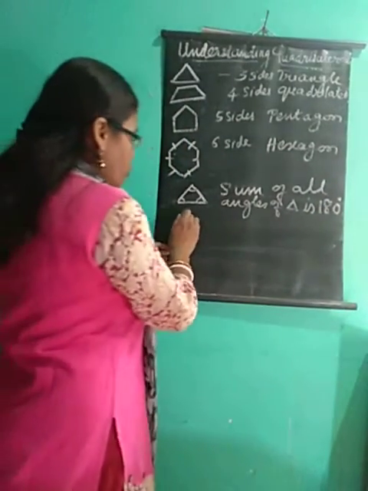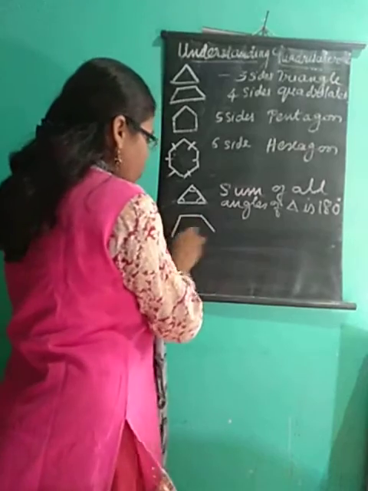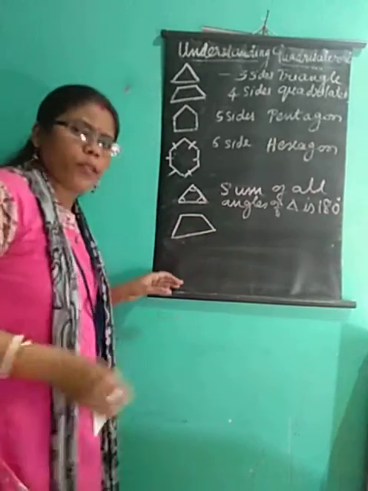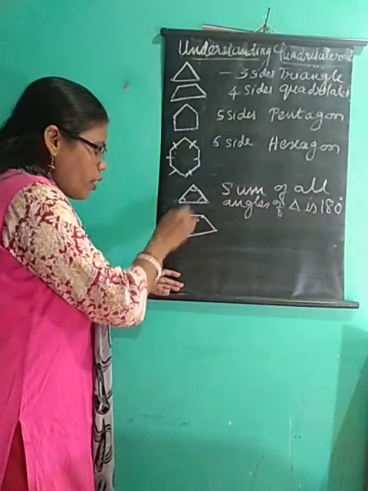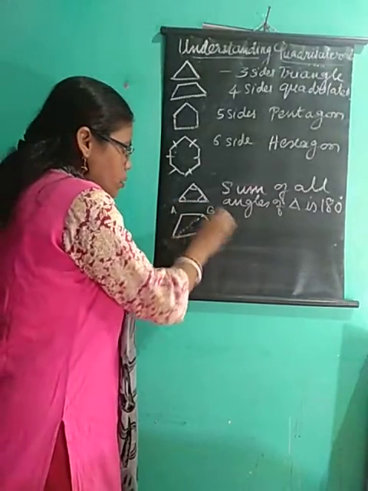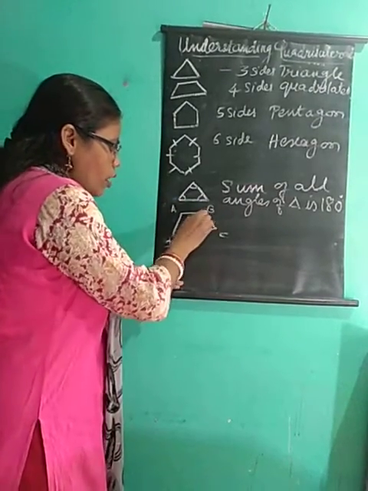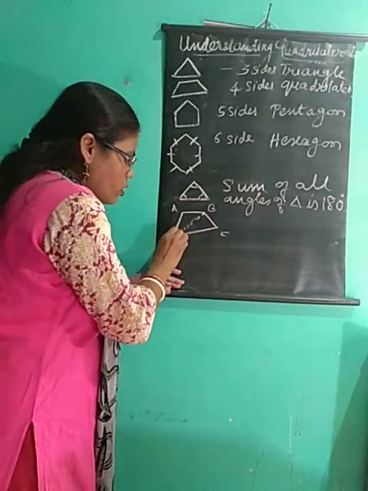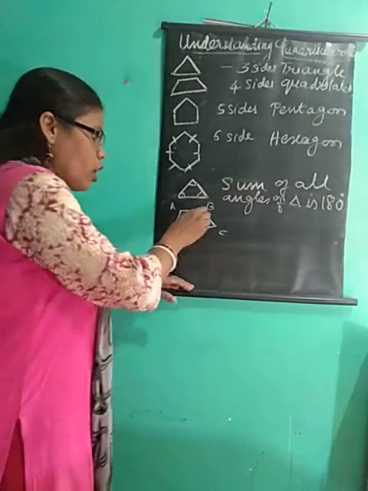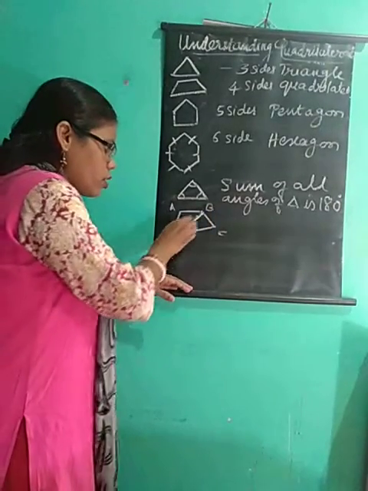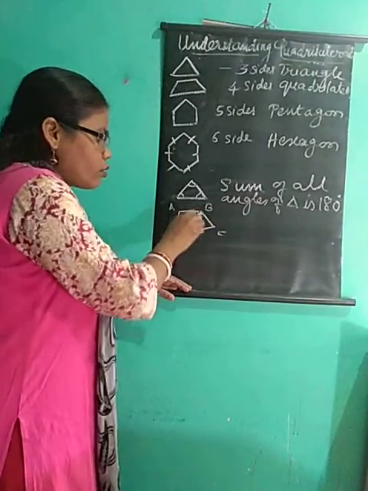Okay. Now for a quadrilateral, 4 sides. When the figure has 4 sides, there is something called a diagonal. Here it is A, B, C, D. Now the line segment joining the opposite vertices. This is one vertex and this is the other opposite vertex. The line segment joining the opposite vertices is called a diagonal. This is the diagonal.